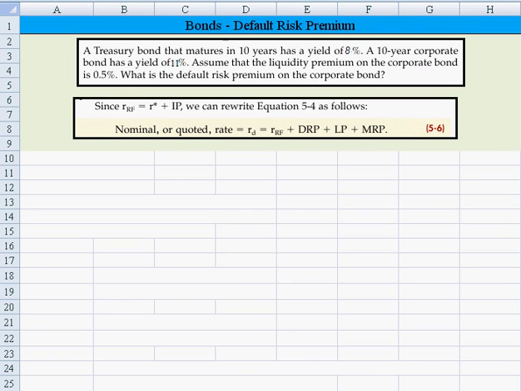Hi everyone. Let's take a look at this bond's default risk premium problem. Okay, I'll read the problem to you.